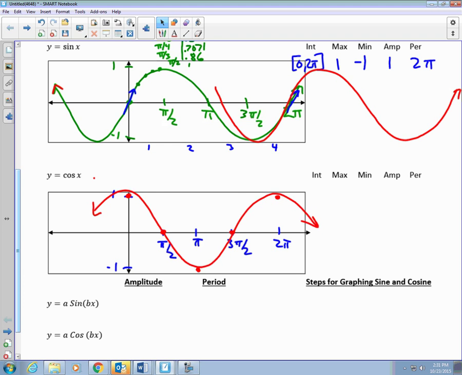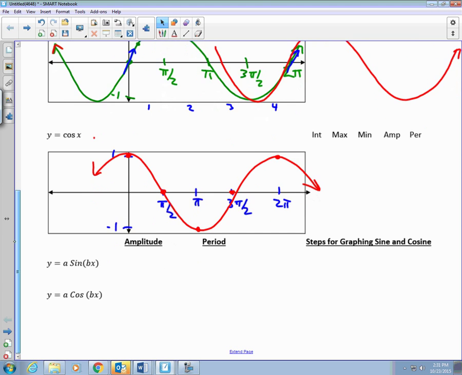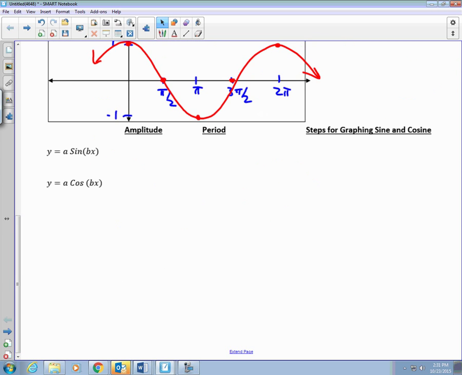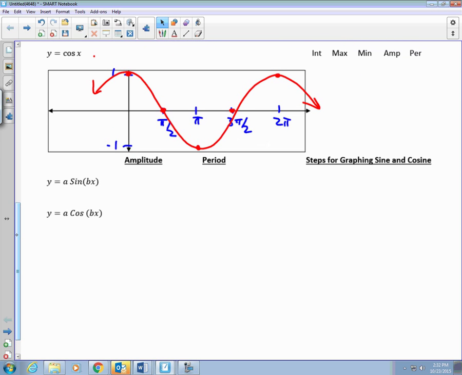Cosine, I can actually pick the graph up and it looks basically identical to the sine graph if I just move it over a little bit. And we'll learn a little bit more about that as time goes on. Today, we're going to learn the very, very basics. You are not going to sketch any graphs today. We are going to identify amplitudes and periods today.